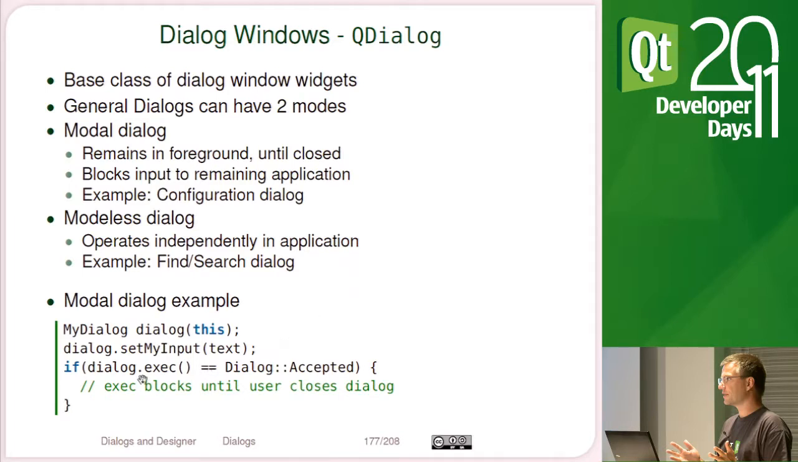The example to show a modal dialog is that you just call the dialog.exec function. So it's very similar to the main event loop of our Qt application object. It just runs an event loop of this modal dialog. So the program will stop at this line until the user has pressed OK or canceled.